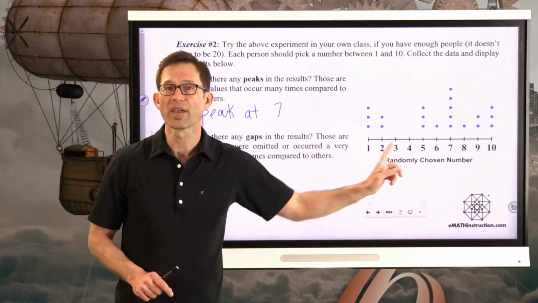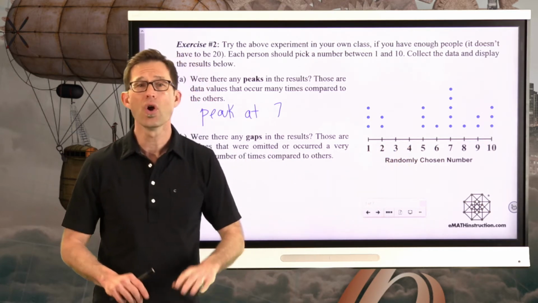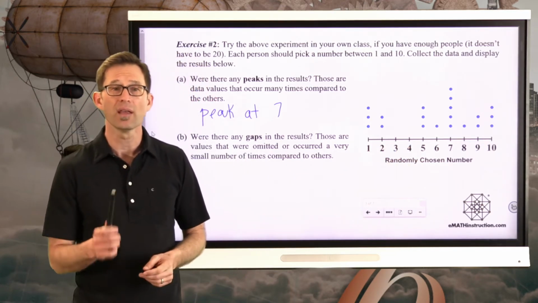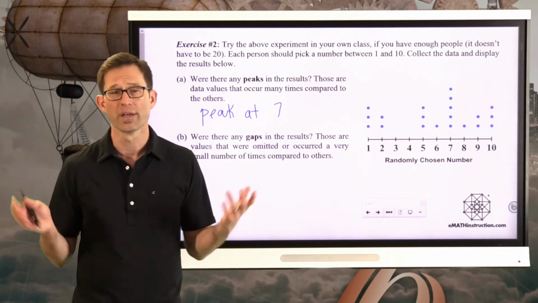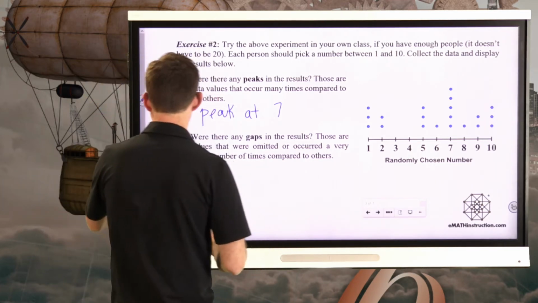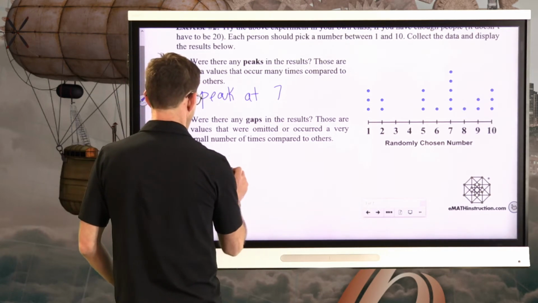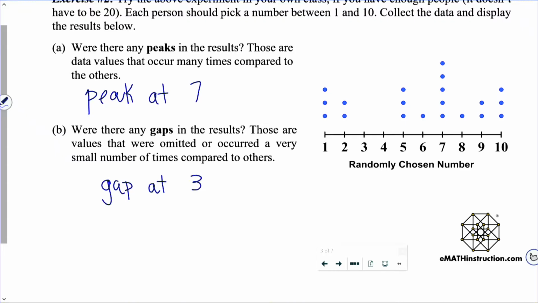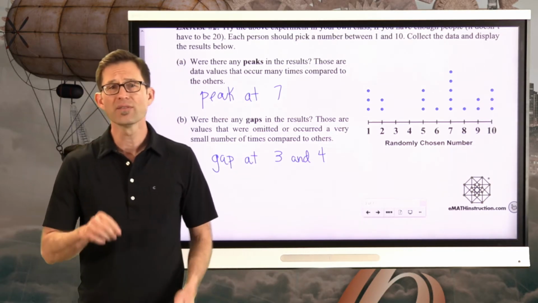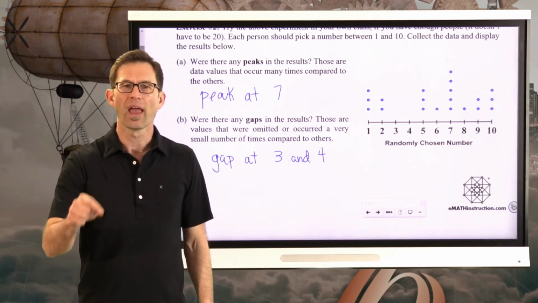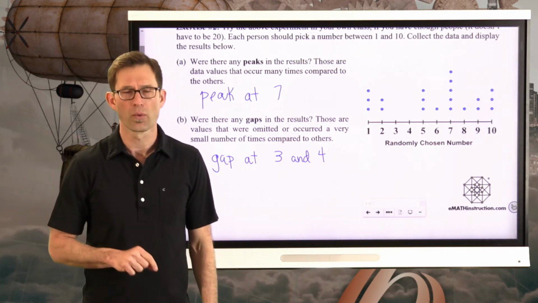So we seem to have a gap at 3 and 4. Nobody in my simulation picked either the number 3 or the number 4. Maybe it's because they're boring or, I don't know. But we've got a gap at 3 and 4. Now, the reason that we like to talk about peaks and gaps is that they can often tell us something about the answer to the statistical question that we're trying to answer.